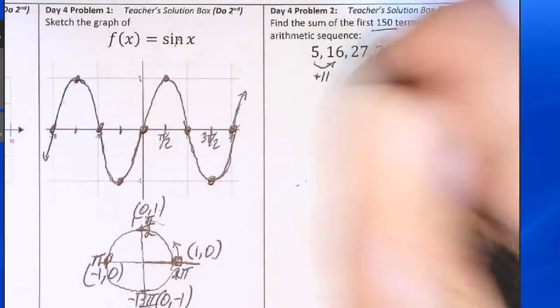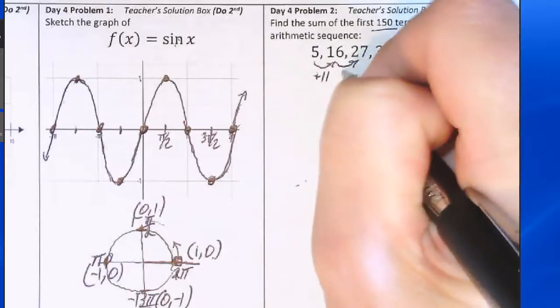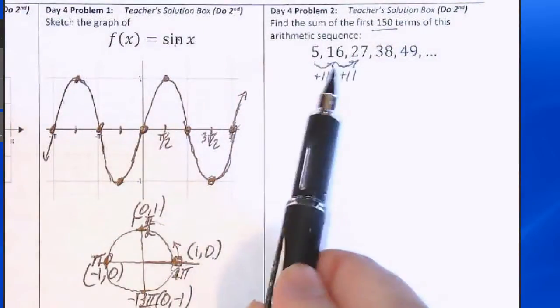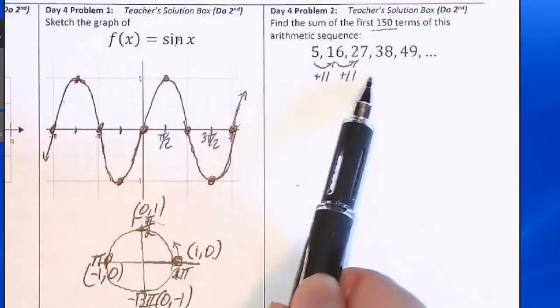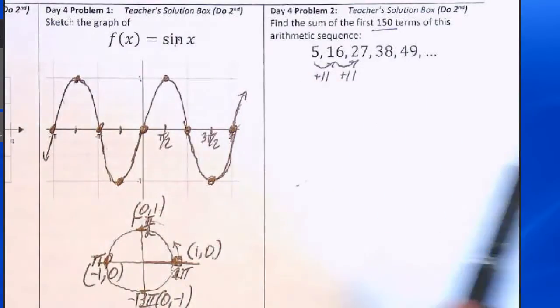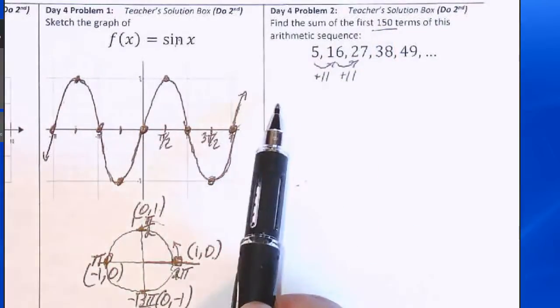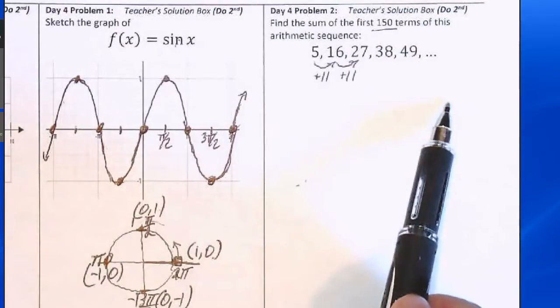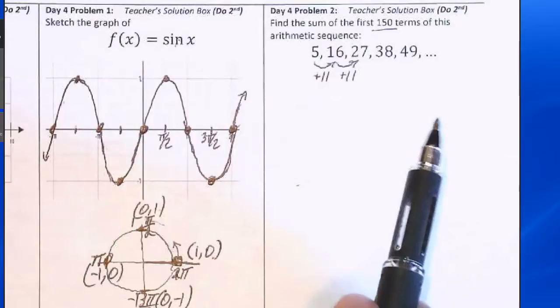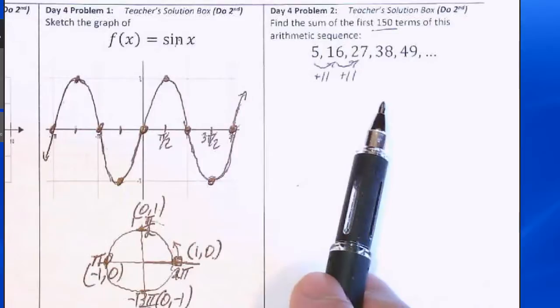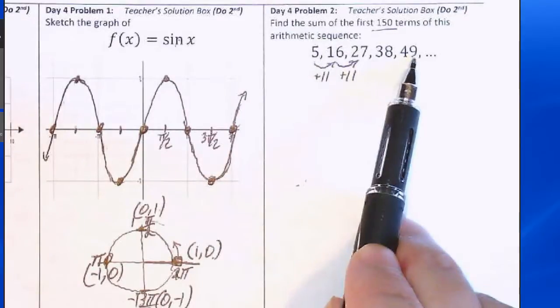That difference is 11. From 16 to 27, the difference is 11. From 27 to 38, the difference is 11, and so on. An arithmetic sequence is a sequence that always has the same difference between terms. We want to find the sum of the first 150 terms. Well, we don't want to actually write out all 150 terms and then add them together. We don't have that much time. So we want to use patterns or formulas to find the sum of the first 150 terms of this sequence.